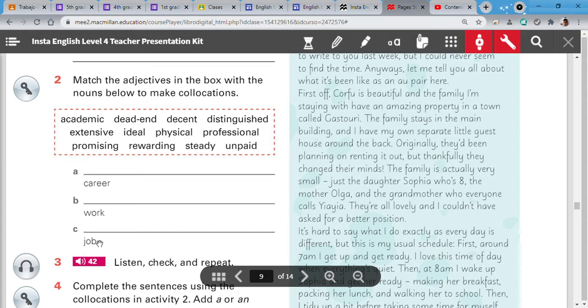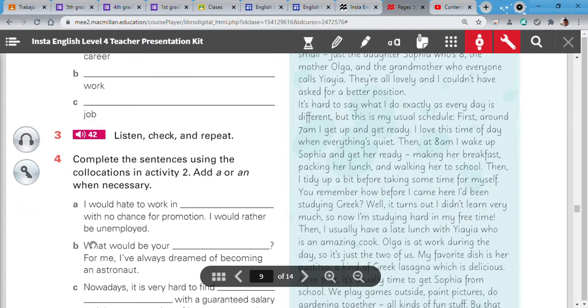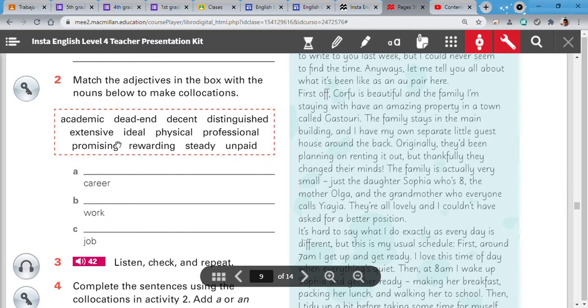So now you have the answers, okay? You need to write in your book so that you can be ready for the class. Mister, I don't have a book. Perfect, no problem. You can take notes in your Google Doc so that you can get ready for your class. Now let's continue. Listen, check, and repeat. No, this is for this activity, okay?